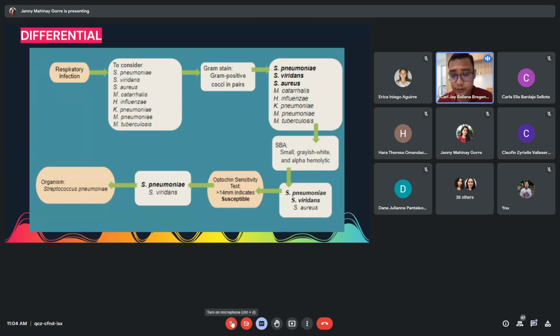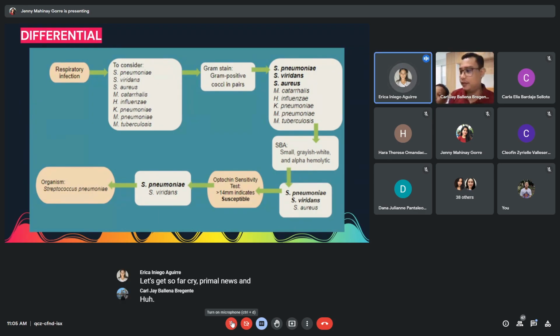What's the positive result for optochin? Greater than 14 millimeters, sir. Which organisms give you susceptible? Streptococcus pneumoniae, sir. Streptococcus pneumoniae.